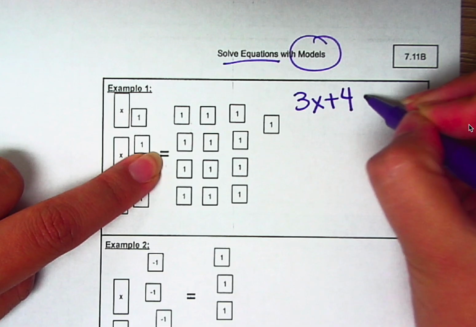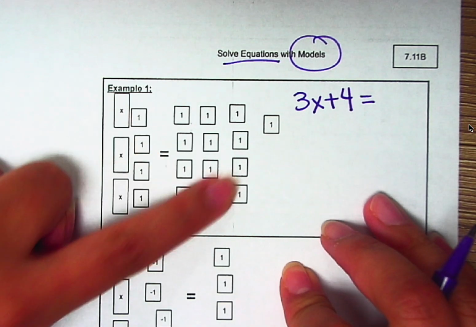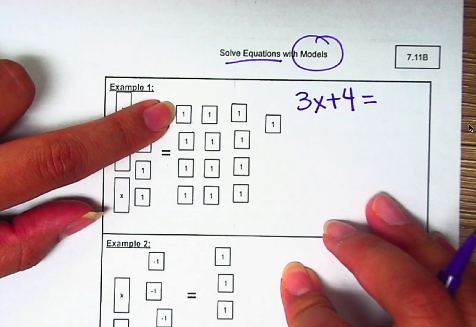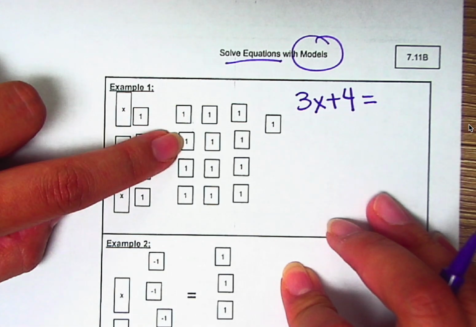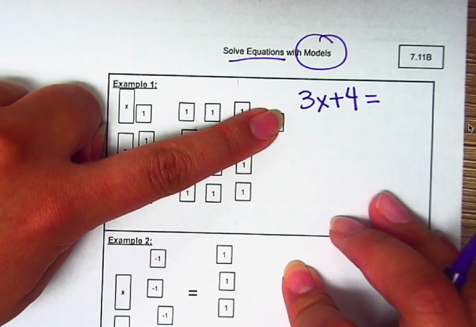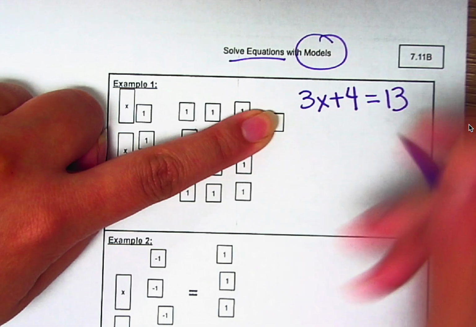Okay, my equal sign is next. And then you're going to count all these little boxes. They have ones in them, right? So each box equals 1, so we got 1, 2, 3, 4, 5, 6, 7, 8, 9, 10, 11, 12, 13. So you're going to write 13, okay?